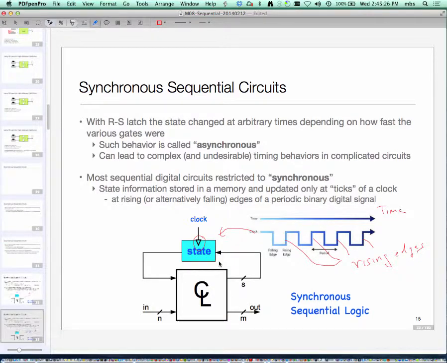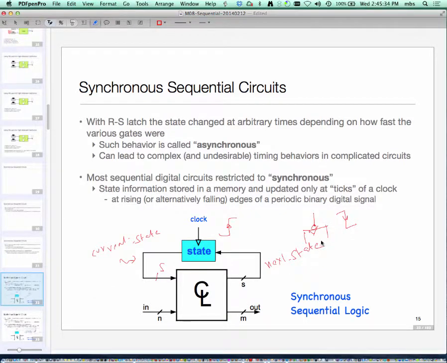How do we know that the rising edge is the rising edge and not the falling edge? If it was a falling edge, you would see a bubble out here, a little bubble before the triangle. Oh, okay.